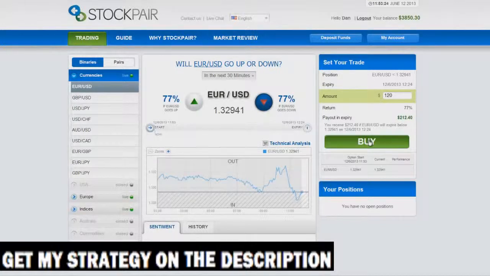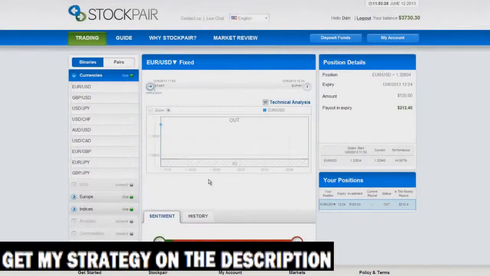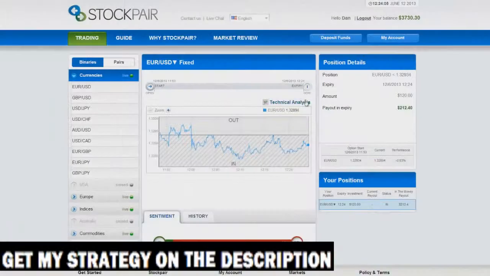We'll hit the View Position button, and we're on. Now down here is all the information regarding your trade. We can see when the trade will expire, which is 12:24, and since we're trading 30-minute options using this strategy, like before, I'm going to step aside for just a moment, and I'll come back before the trade expires. Okay, so we'll pause the video again, and I'll be back with you in just a few moments.